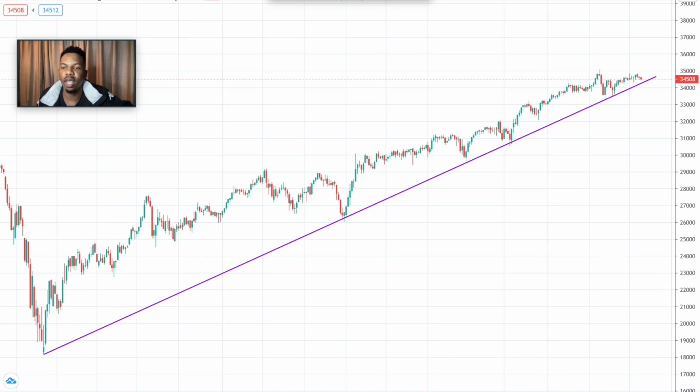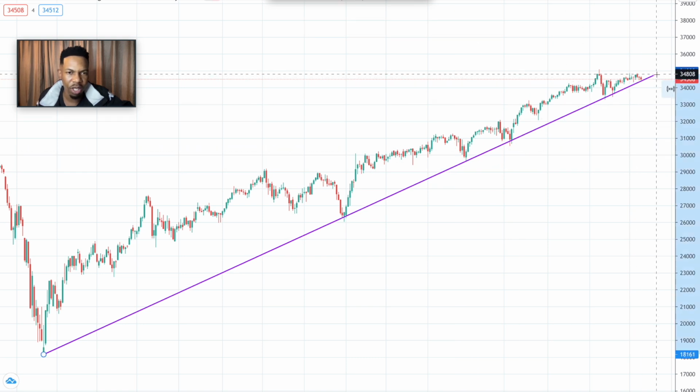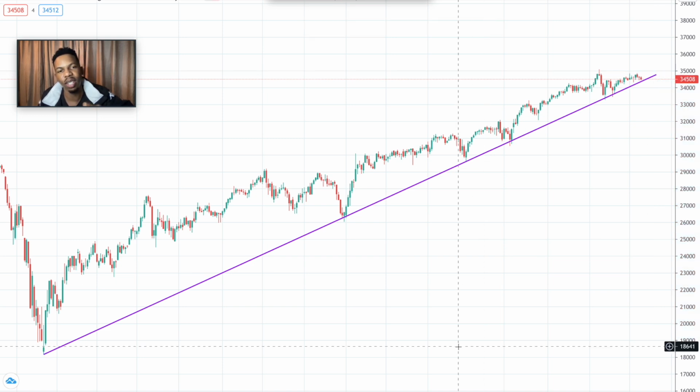So we have this trend line. If we draw a trend line from there, we join it with this low. We have 1, 2, 3, 4, 5. We have a lot of touches there. So it will kind of tell us that this is the right kind of trend line to follow.